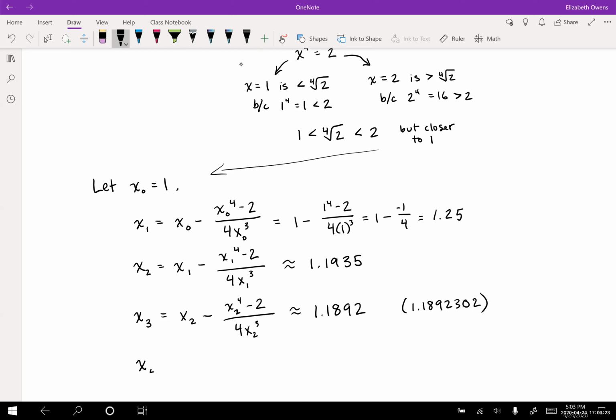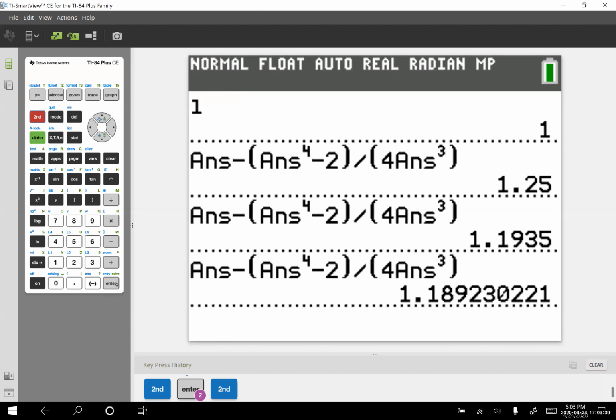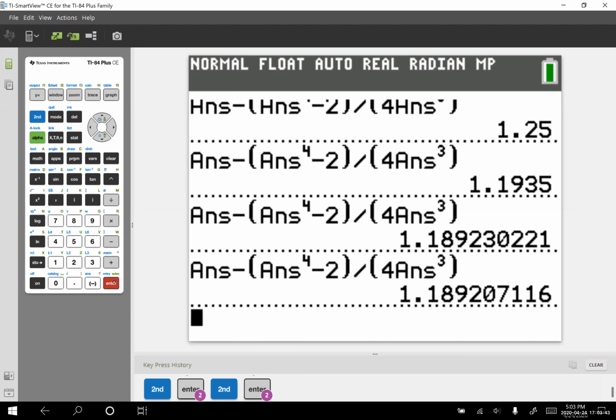And then for x4, you don't even need to keep writing that formula at this stage. We know what we're using. So we'll just do this one directly in the calculator based on our x sub 3 that we just got. Okay, we do the same entry and press enter. Okay, and we get 1.1892 again out to 4 decimal places.